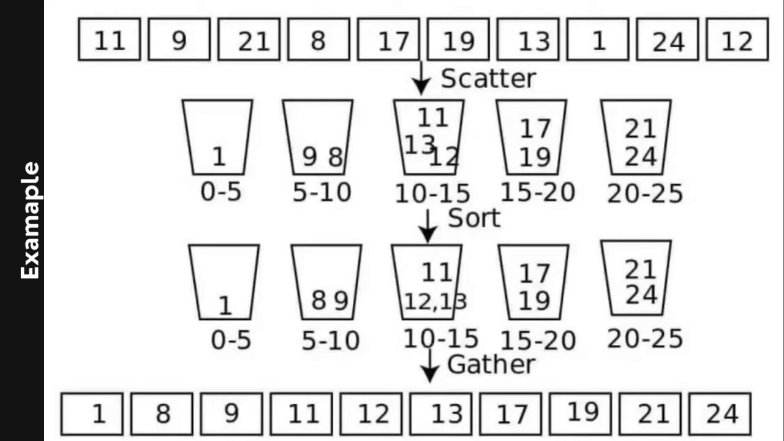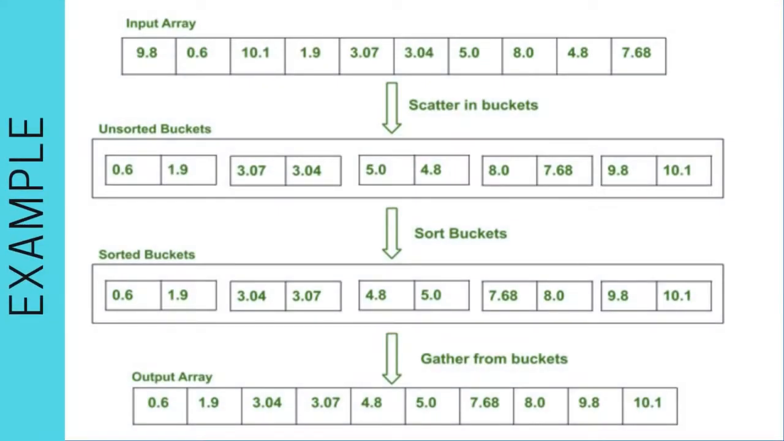Let's see another example for more understanding. Example 2. In this one, we're going to cover a decimal problem. As in the previous problem, the input array is given, which is an unsorted array. We scatter each and every element of the array into buckets. As the elements present in the buckets are unsorted, we sort all the elements in the buckets. After sorting, we gather all the elements from the buckets. In this way, we get the final output array.